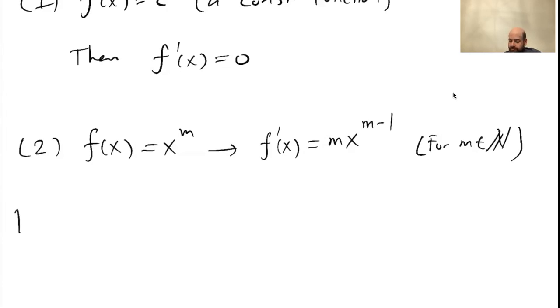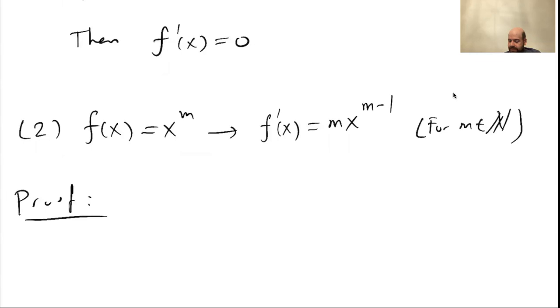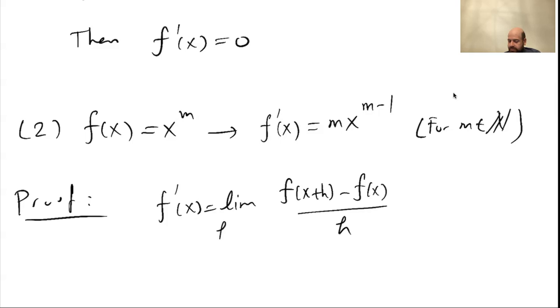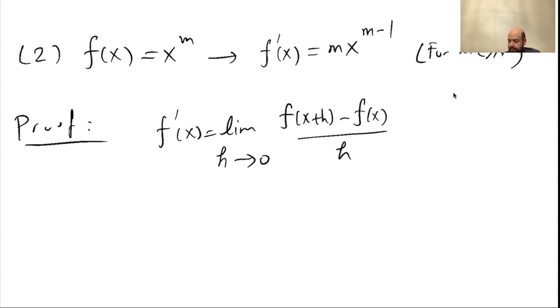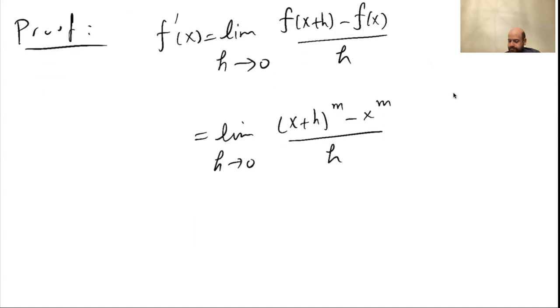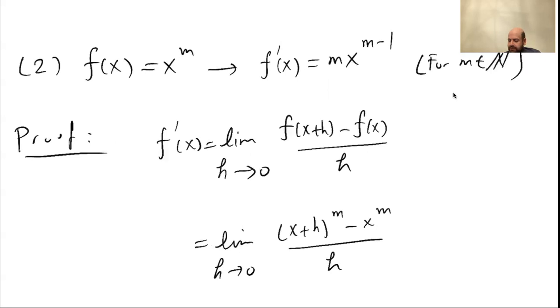So, proof. What will be f prime of x? If f of x is x to power m, then f prime of x will be the limit of f of x plus h minus f of x over h as h approaches 0. This is equal to the limit as h approaches 0 of x plus h to power m minus x to power m, divided by h. Because f of x is x to power m, f of x plus h will be x plus h to power m.